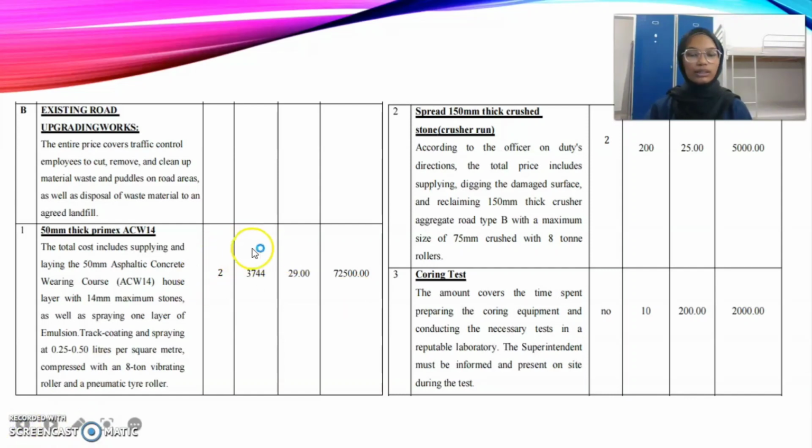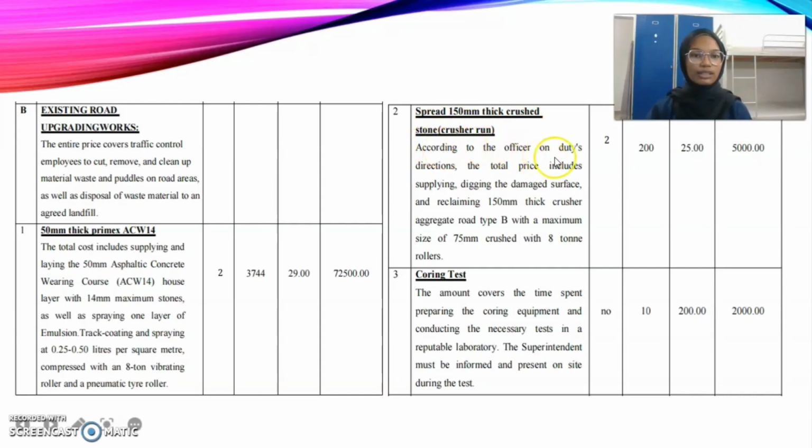Which means we need 2 units and the quantity is 3744 square meters. The price for 1 unit is 29 ringgit, and when we multiply with all the quantity that we needed, we will get 72,500 ringgit. Okay, secondly is we need 150 millimeter thick crushed stone crusher run.